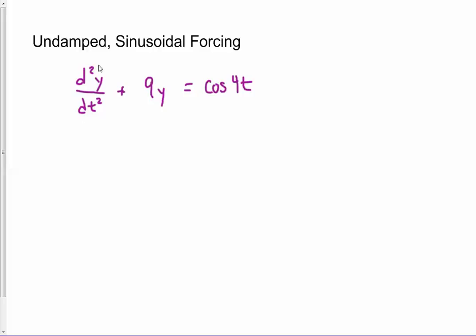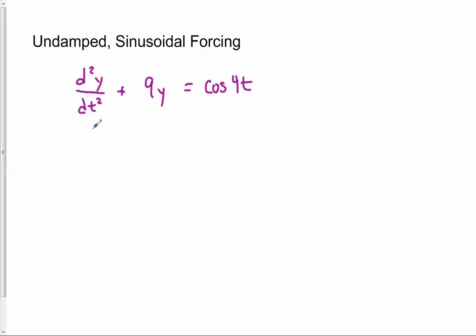So here's an undamped case. There's no dy/dt term. In other words, there's no b. So there's no damping. We would expect, of course, on its own to have just oscillations that go on forever. They don't die out. So just sines and cosines, no exponential terms. All right, so let's work this out.